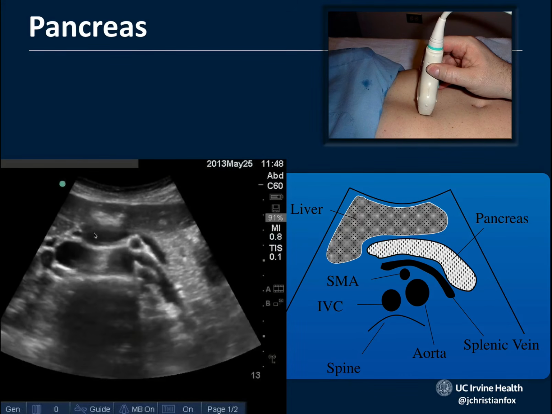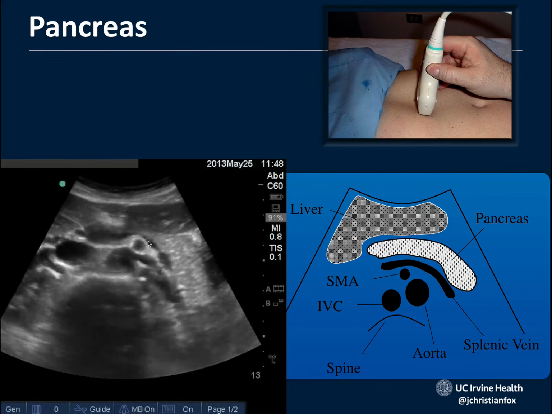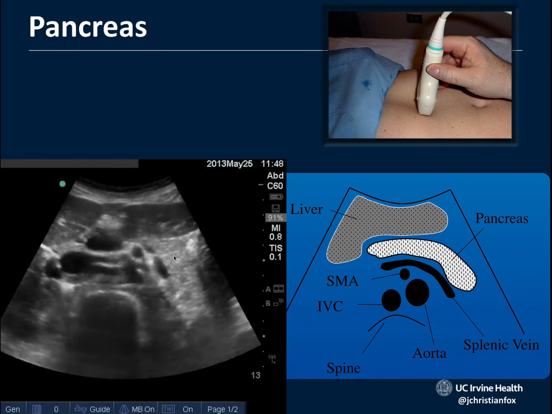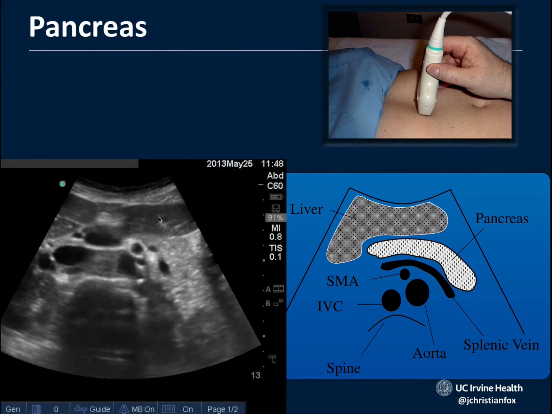So this splenic vein, pay close attention to the splenic vein. On that last image we saw part of the pancreas, the head of the pancreas, and now we're seeing the tail of the pancreas over here. So this more echogenic structure here is the sort of the tail of the pancreas coming down. This is the liver up here.